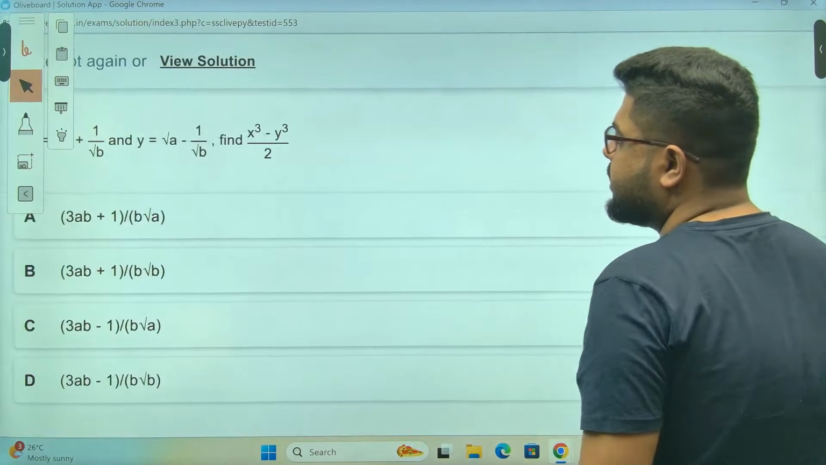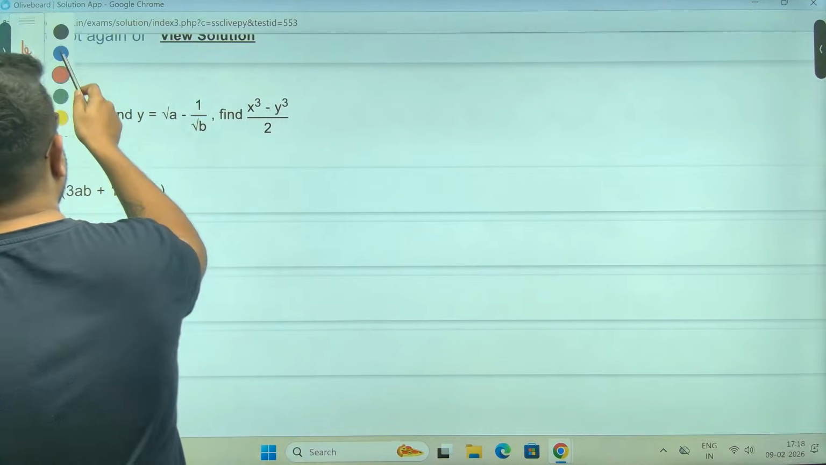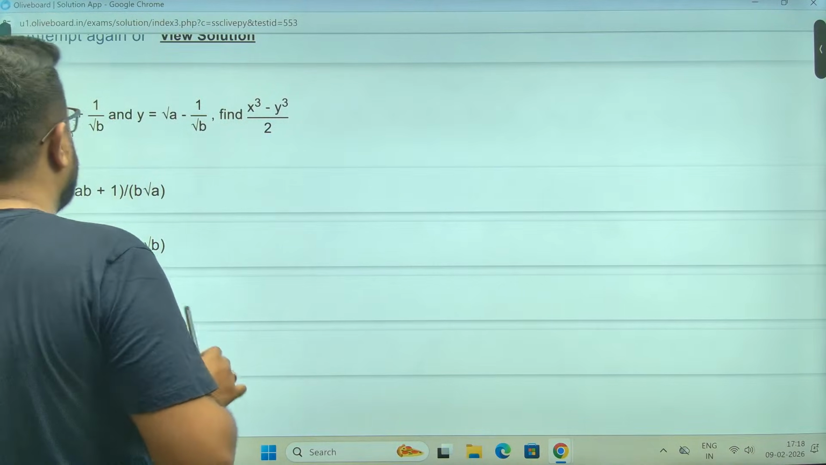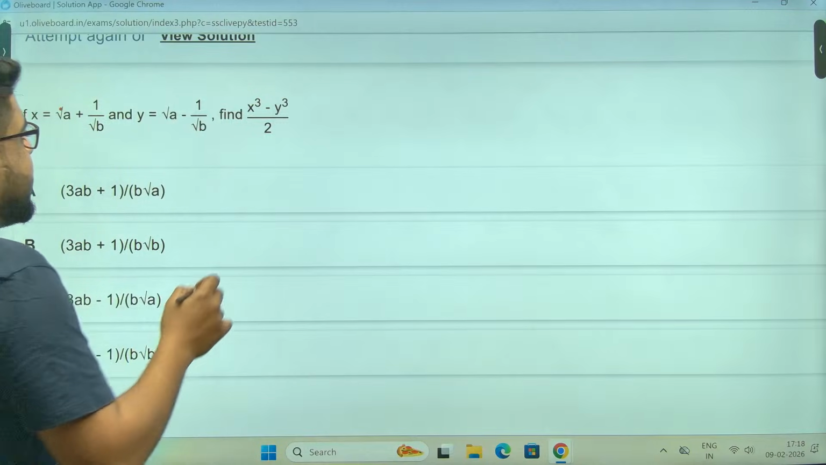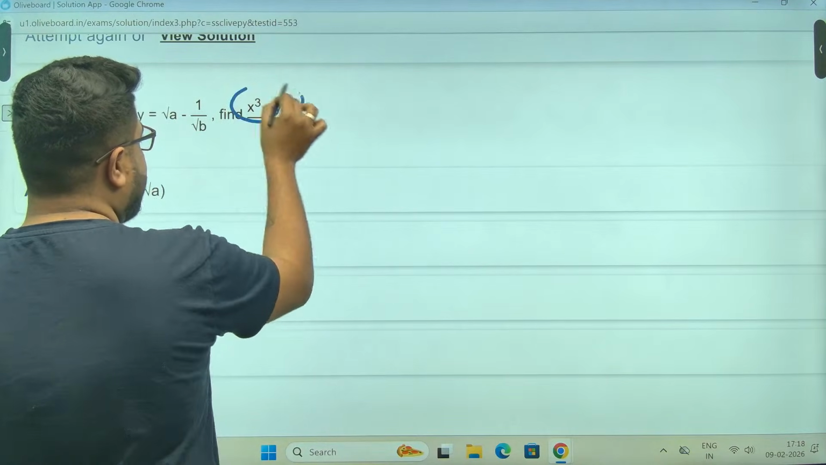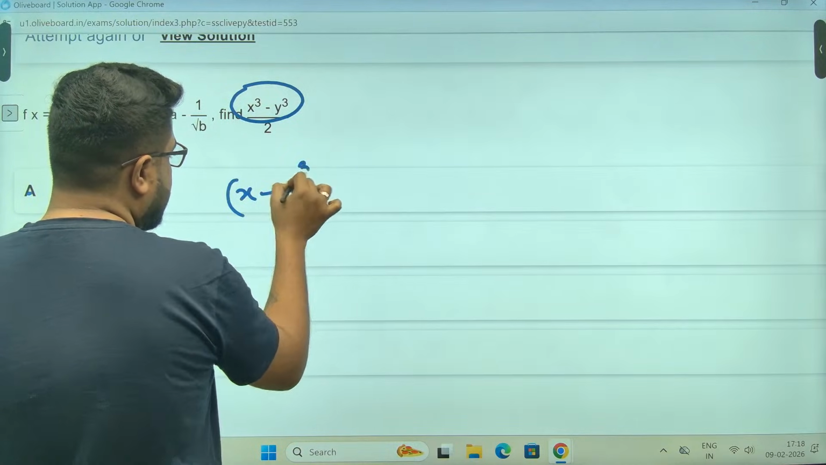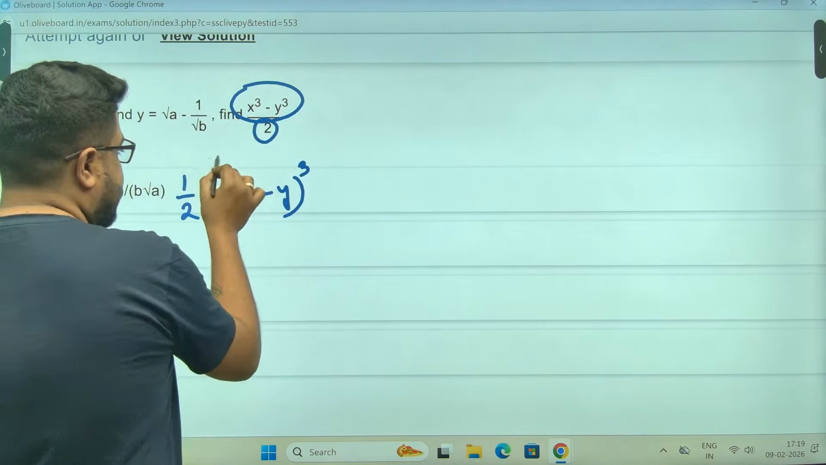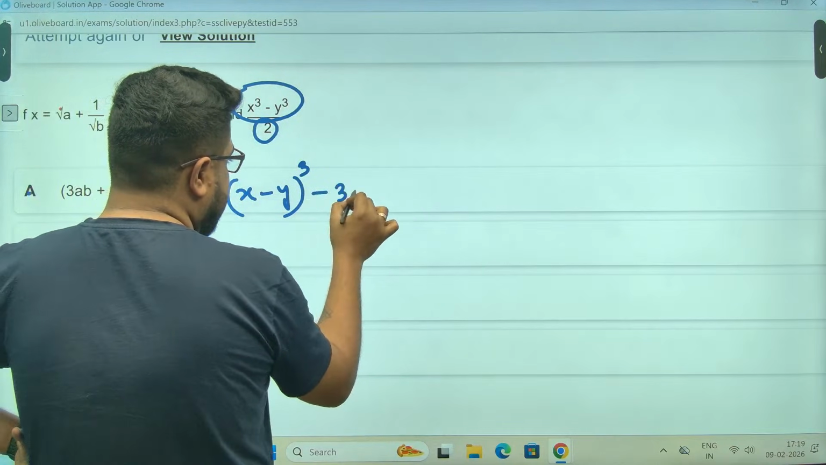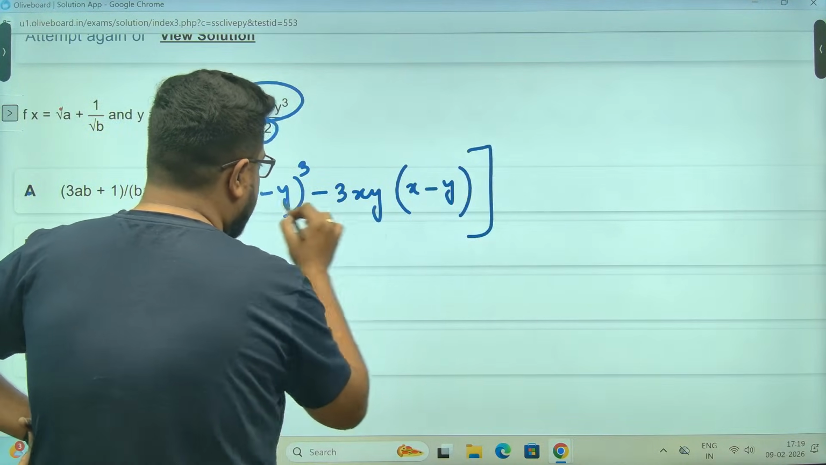What is this, sir? Algebra. Come on. Looks very weird. Acha, a cube minus b cube, a plus b, a minus b. Okay, let's do one thing. A cube minus b cube, I can write as a minus b whole cube. Acha, 1 by 2 I'm writing over here, this by 2, okay? A minus b whole cube minus 3ab into a minus b. So I need to figure out these two values.